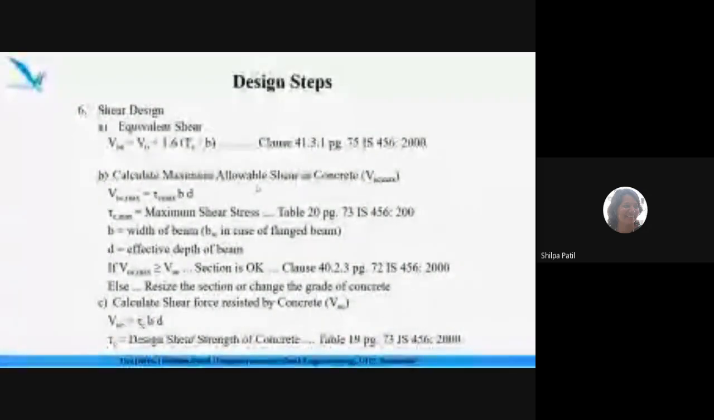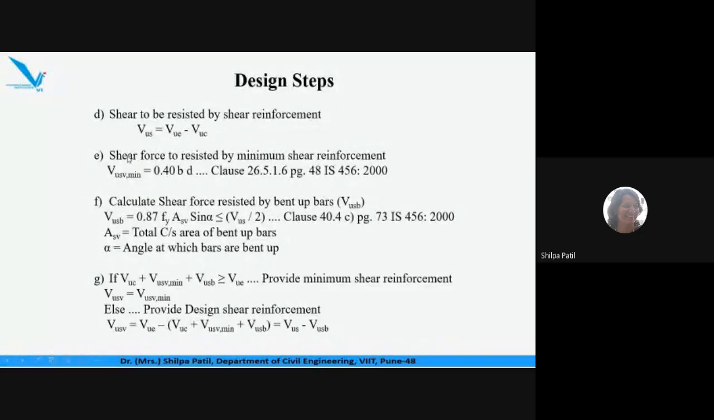We have to calculate the maximum allowable shear, that is tau_c max, by calculating the tau_c max. If Vuc max is greater than the equivalent shear force, then it is okay. If not, then we need to resize the section, or we need to increase the grade of the concrete. The second step is to find the shear force resisted by the concrete. Then we calculate the shear force resisted by the shear reinforcement and the minimum shear reinforcement. And then we calculate the shear force resisted by bent up bars, if the bars are bent at the end of the beam or near the support of the beam.